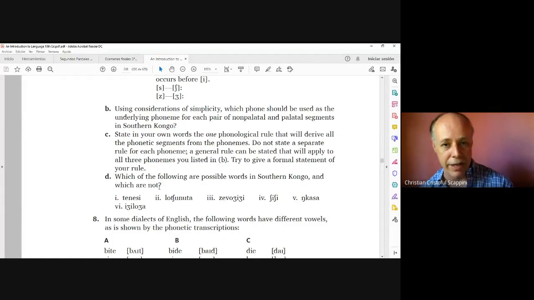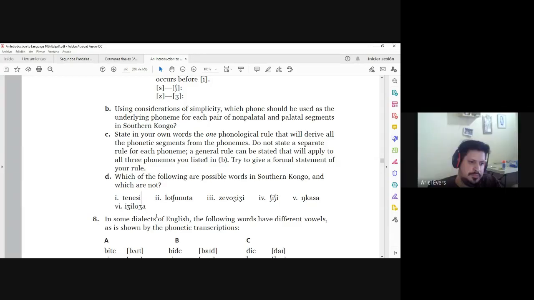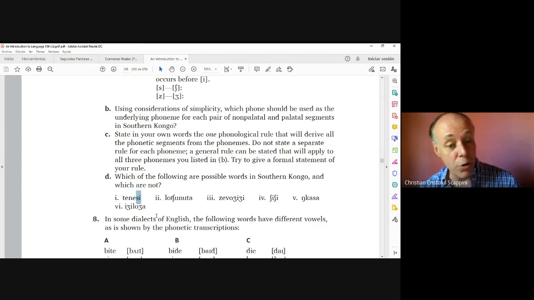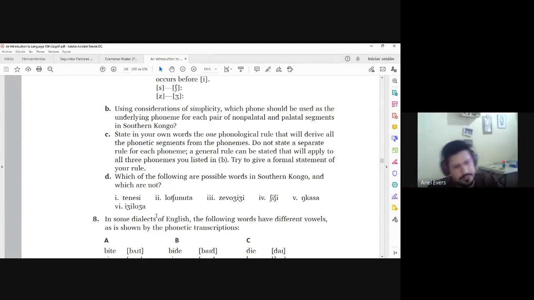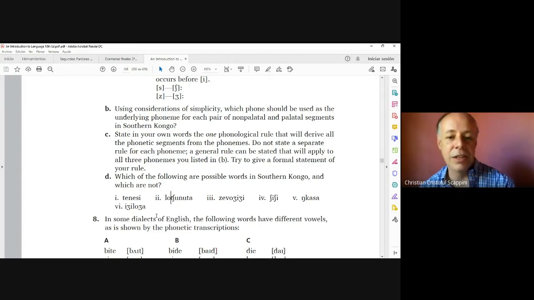We know the rule already. So, Tennessee, do you think this word is possible in Southern Congo or not? No, because the rule says that the S turns into sh before E. So the proper word will be Tennessee or something like that. Second one, Lo chunuta. What do you think? No, because the ch only occurs before I. So the pronunciation is lo tunuta.